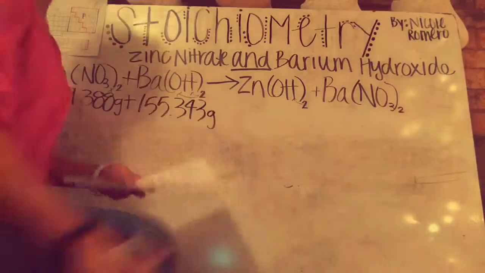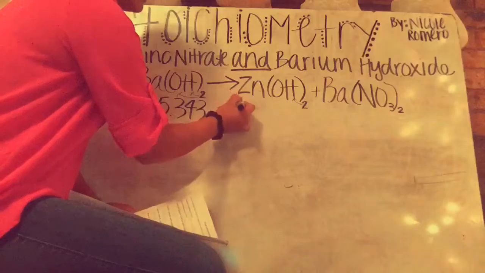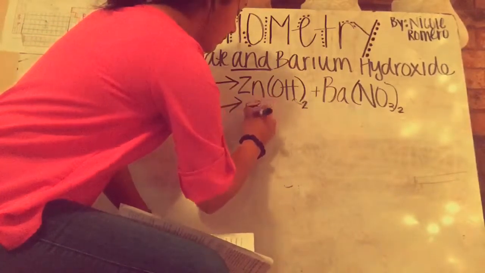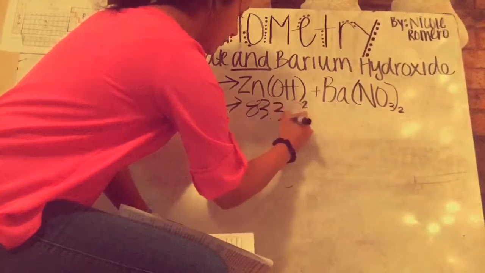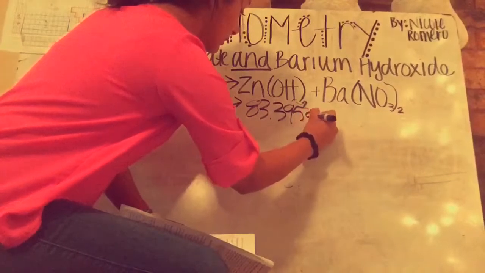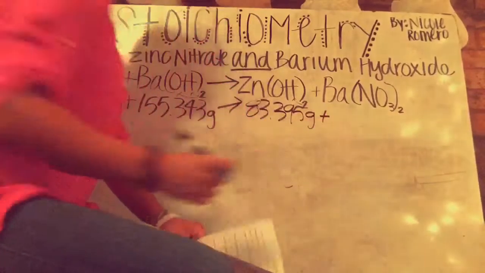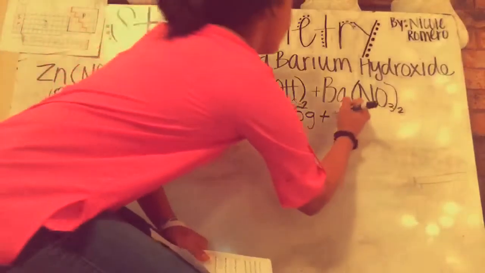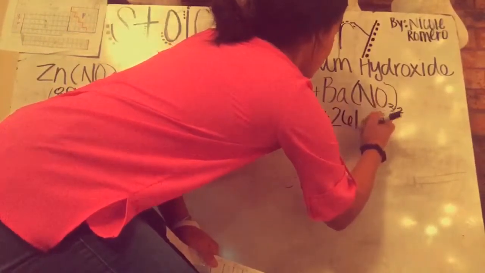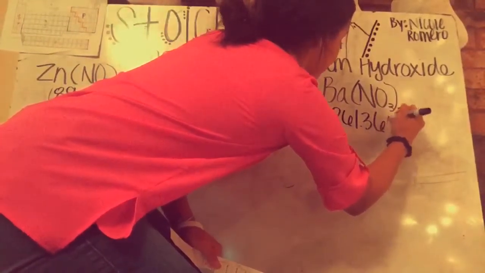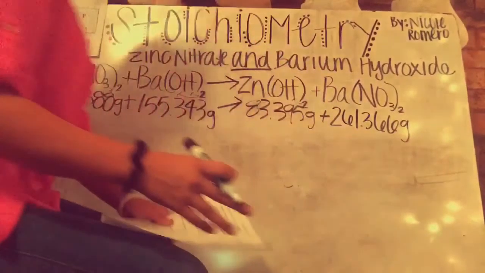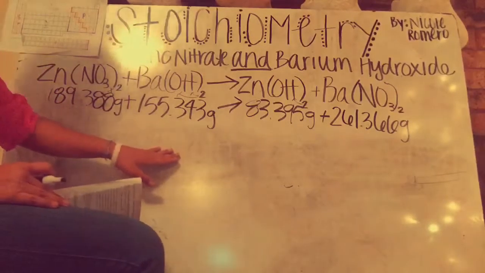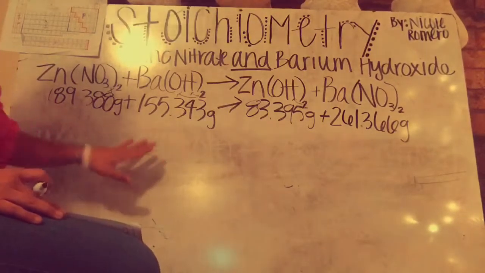So that has been completed. And so on our product side, zinc hydroxide is going to be 83.395 grams plus barium nitrate, which is 261.366 grams. So once you have all of your molar masses, you are going to be using this for the rest of the problems that we are going to do later.